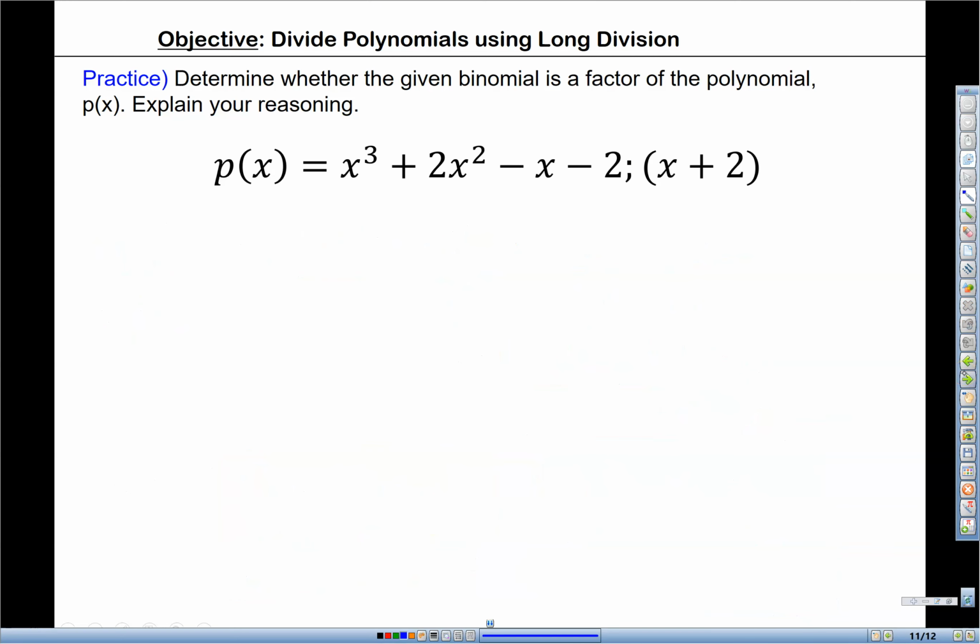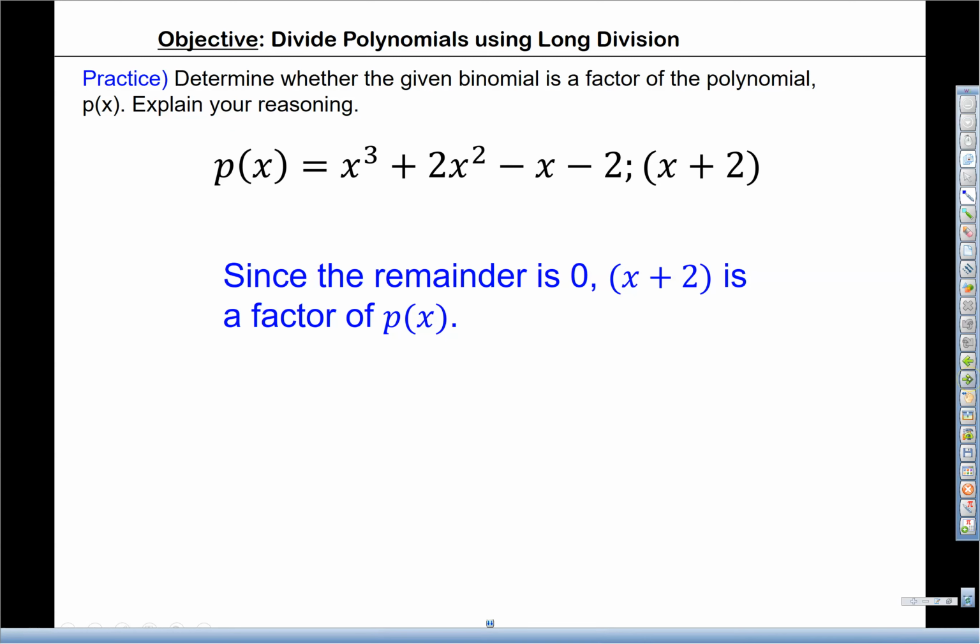All right, so here's a practice problem. Please pause your video and try this problem. All right, let's take a look at the answer. It doesn't show all the division work, but in this one you should have also gotten a remainder of 0. This one's worded a little bit differently. It starts with the explanation first. Since the remainder is 0, we can conclude x plus 2 is a factor of p of x.